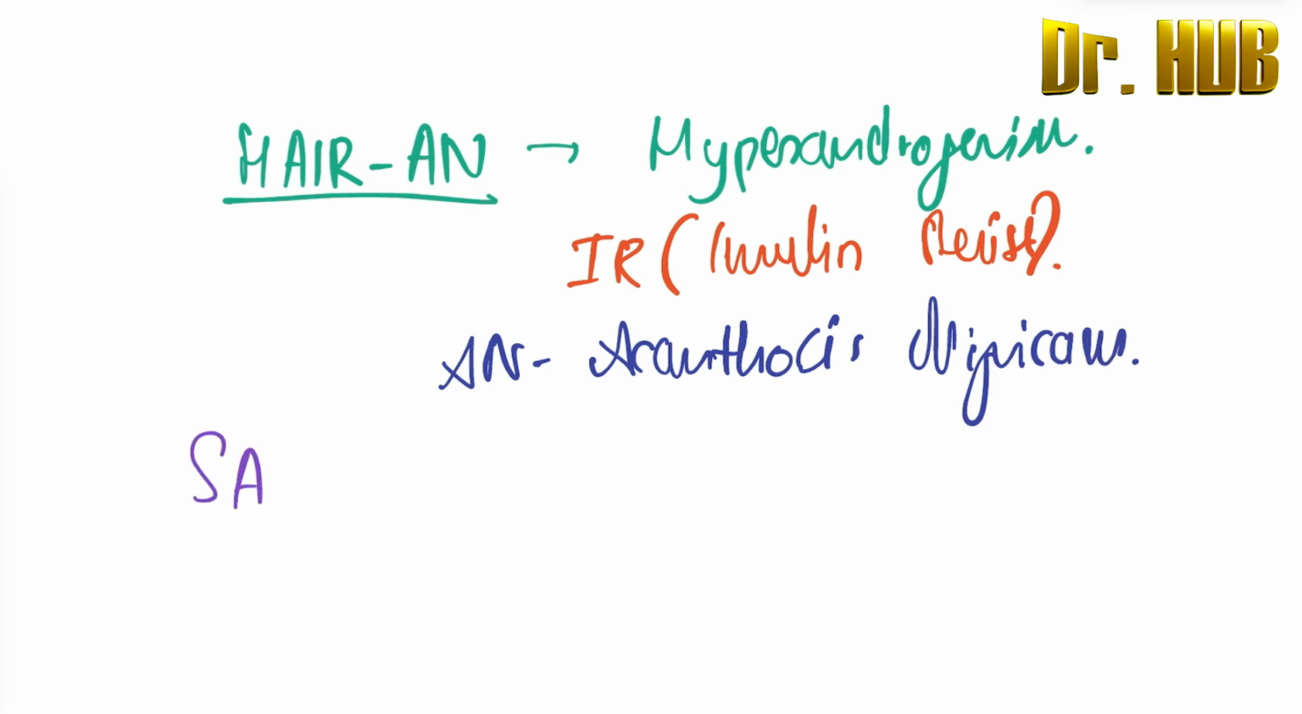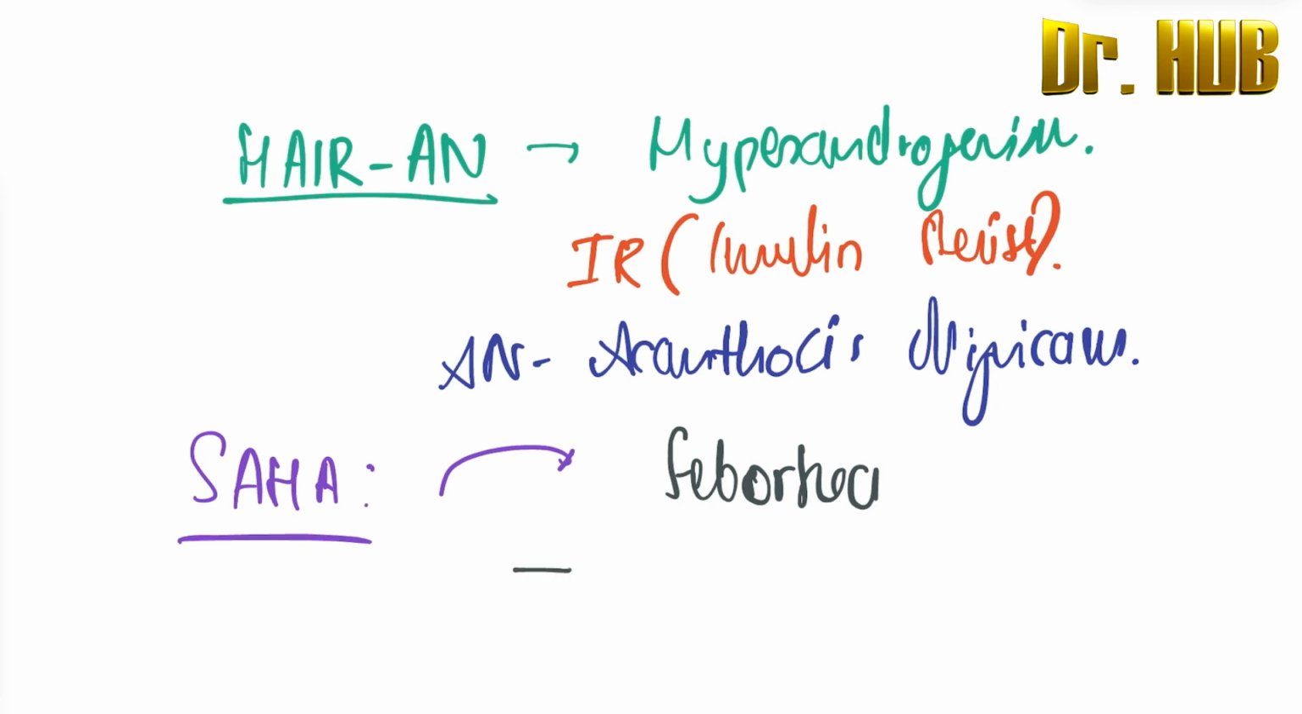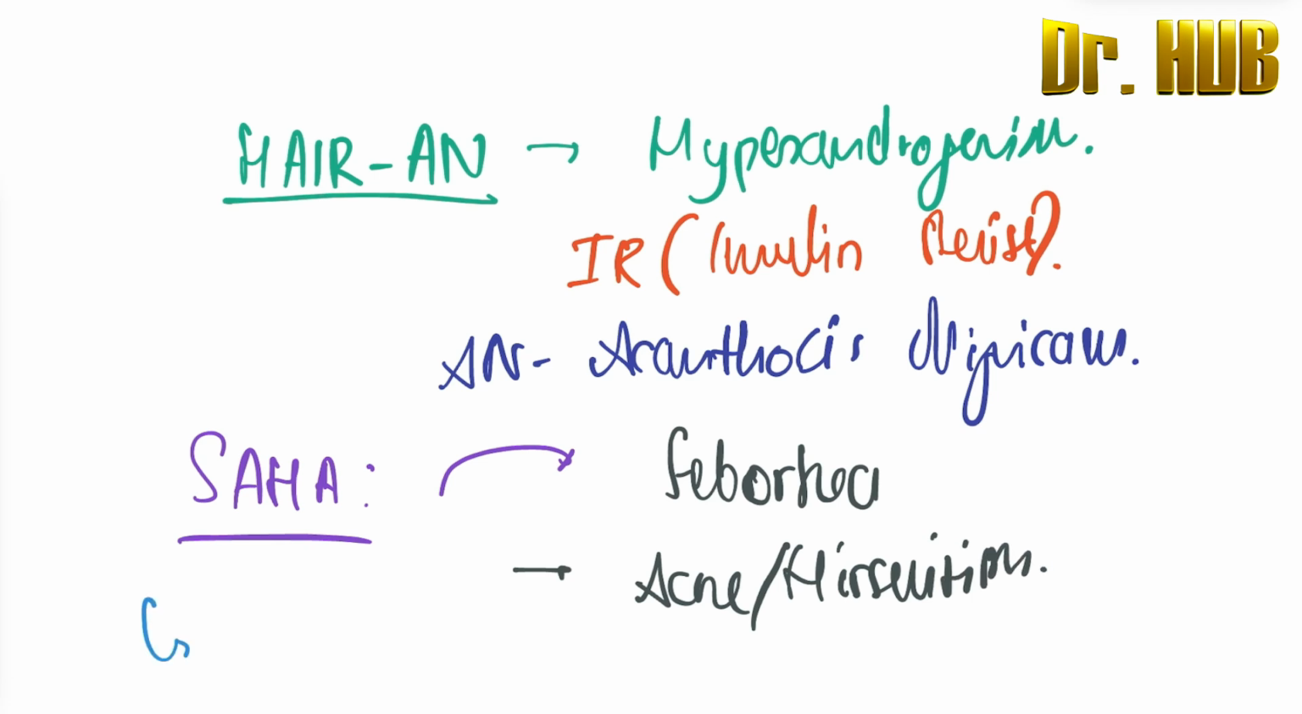Next we look at the SAHA syndrome. In SAHA syndrome, S is for seborrhea. Then comes A for acne. Then H for hirsutism. Then comes A for androgenic alopecia.